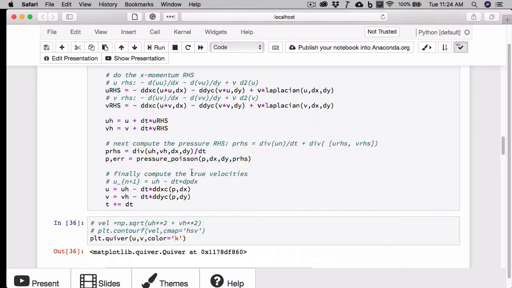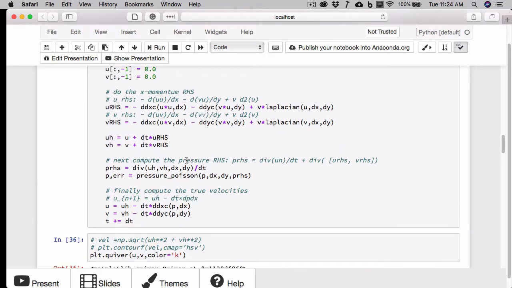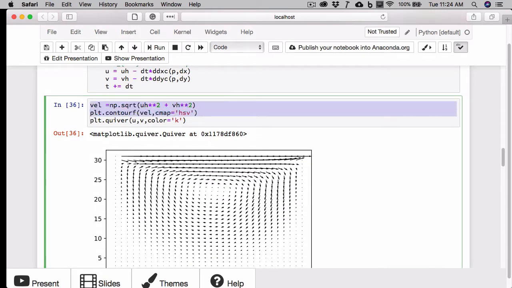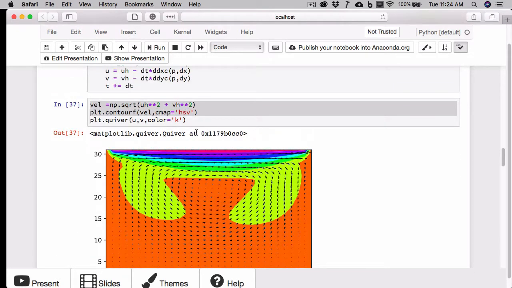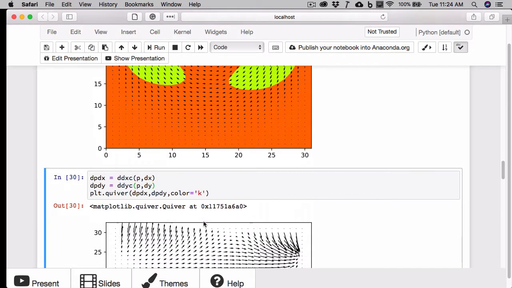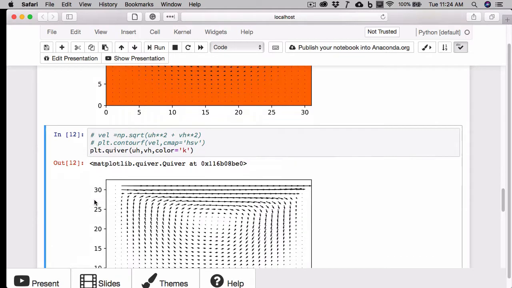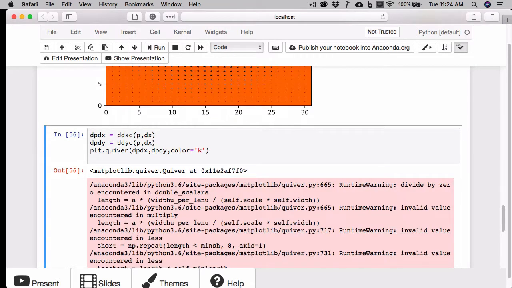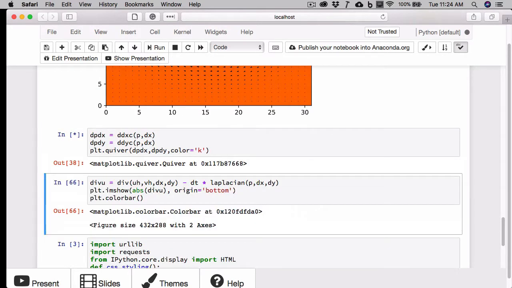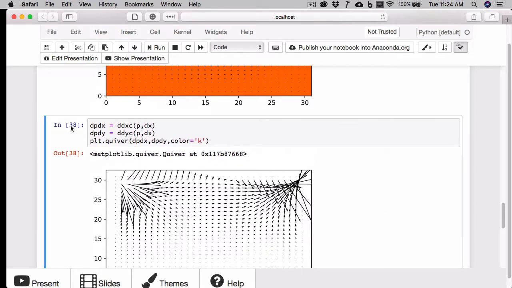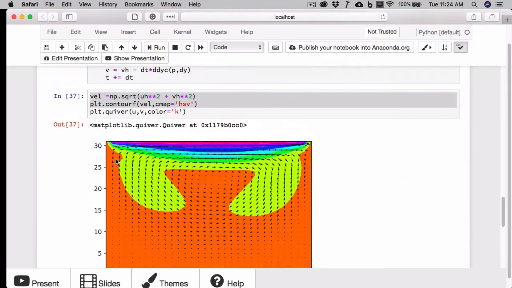Anyway, this is how you get it done. You get a velocity field that looks like it's divergence free. I'm going to get rid of these. Yeah, so this is the pressure gradient. It's kind of weird.